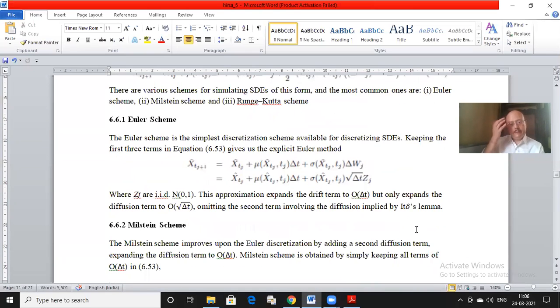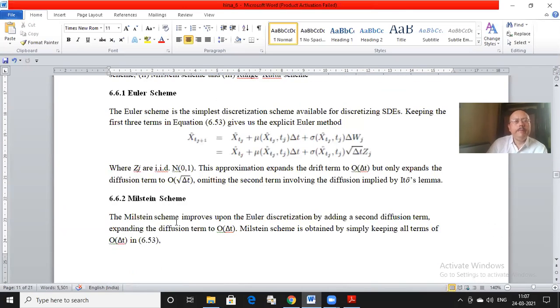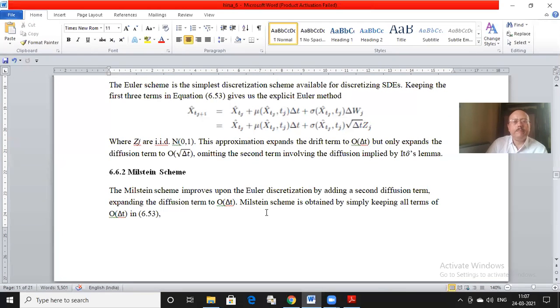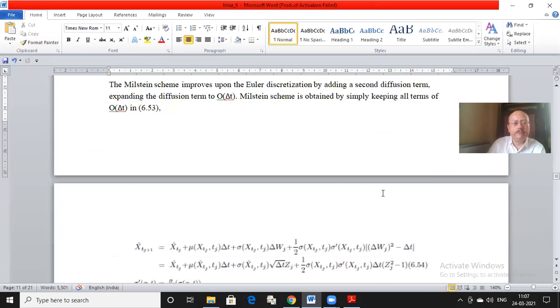Now, of course, this is not great because I am using the diffusion term only up to the order of root delta t. So I should be able to do better. What happens in the Milstein scheme, which is our second scheme, is that it improves upon Euler by adding the second diffusion term, so that the diffusion term is expanded up to the order of delta t. The basic idea is I simply keep all the terms in 653, and I also include this remaining term from 653.